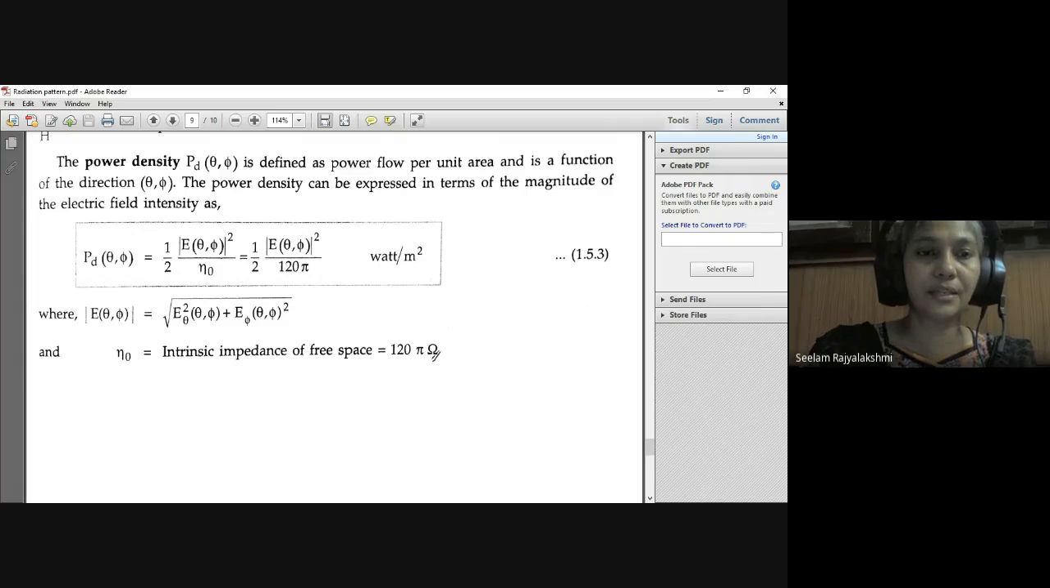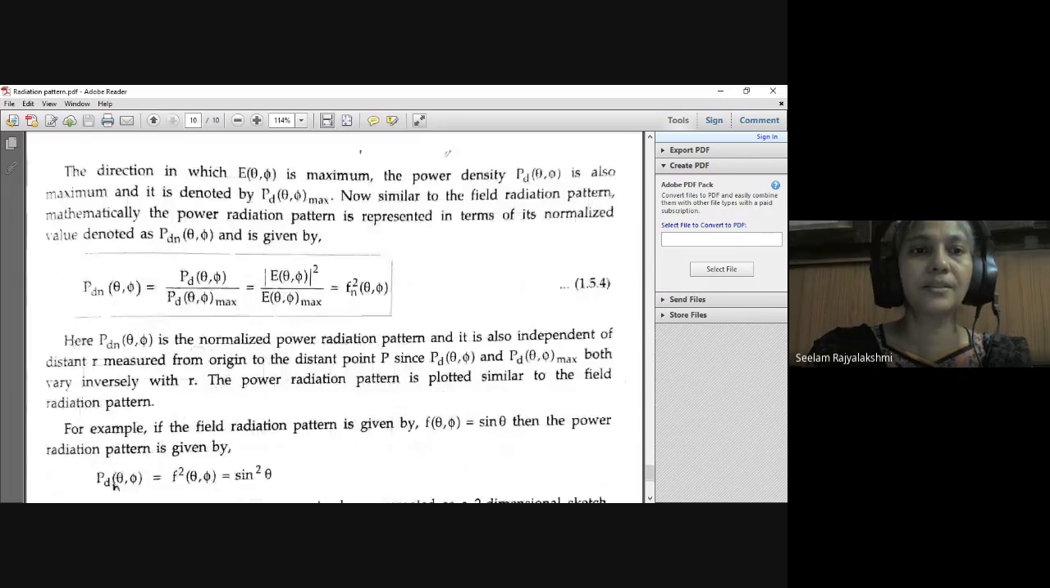Here E theta comma phi is equal to the square root of E theta squared theta comma phi plus E phi squared theta comma phi, and eta naught equals 120 pi ohms, the intrinsic impedance of free space. The direction in which E theta comma phi is maximum is also where power density is maximum, and it is denoted by PD theta comma maximum.